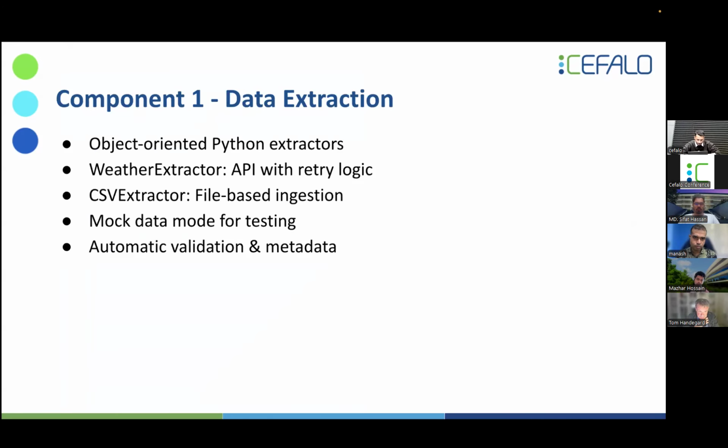Data extraction. For this, we have written some object-oriented Python extractors. As I showed in the diagram, there will be 3 extractors, and one extractor will be the most important, which is the weather extractor. This will be an API implementation with retry logic, and then we also have a CSV extractor as well, which is used for file-based ingestion. And since we do not have any API keys, we are dealing with mock data. We will see that we will be returning data from a mock class. And then we will also see how to do automatic validation and how to handle metadata.